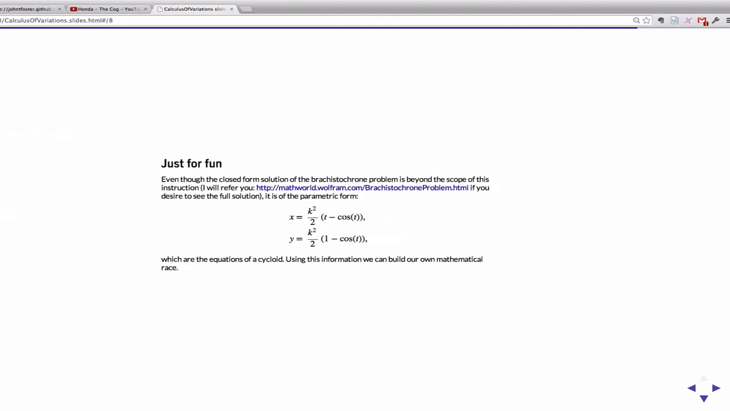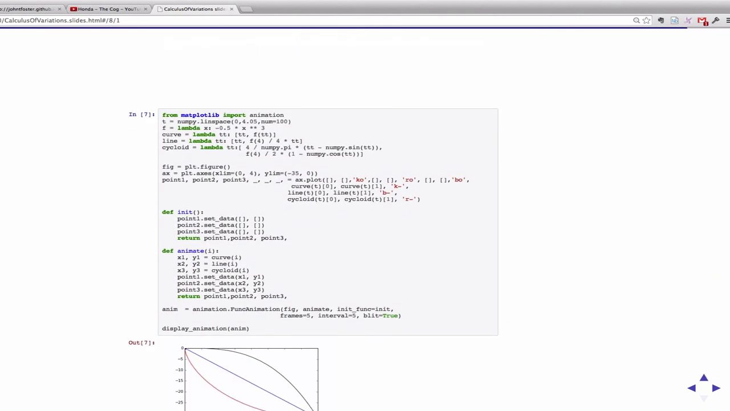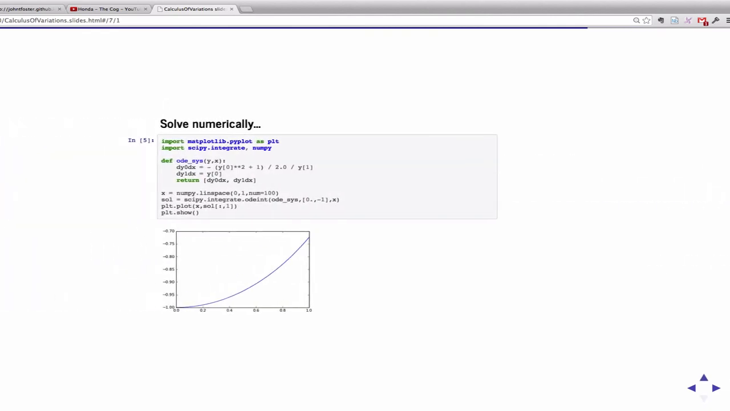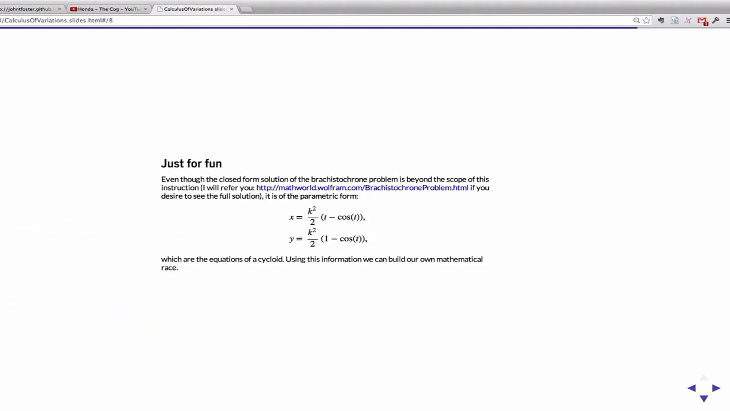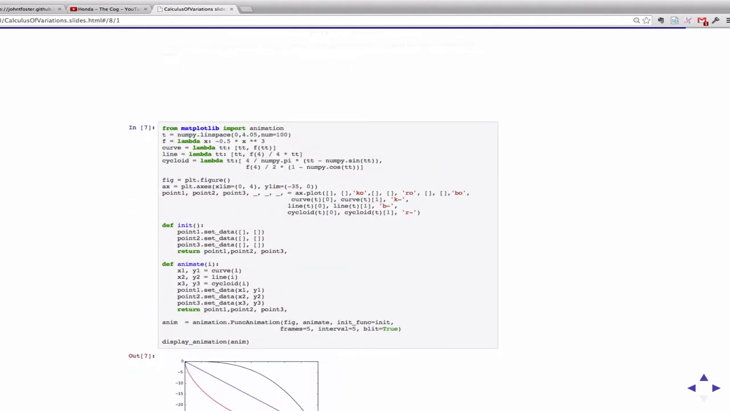Here I just solved that differential equation numerically and I plot the solution. But you can actually come up with an analytic solution, and it turns out it's these equations, and those are the equations of a cycloid.